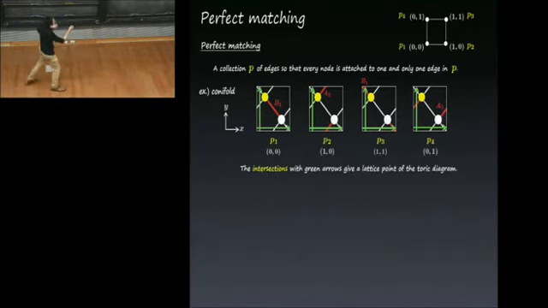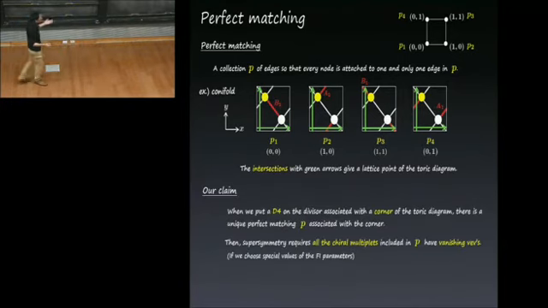Then what is interesting is that these integers describe the lattice points of the toric diagram of the toric Calabi-Yau 3-fold we are considering, in this case, the conifold. And this is a general property. And our claim is that when you put a single D4 brane on a toric divisor associated with a corner of the toric diagram, then there is always a unique perfect matching associated to this corner.